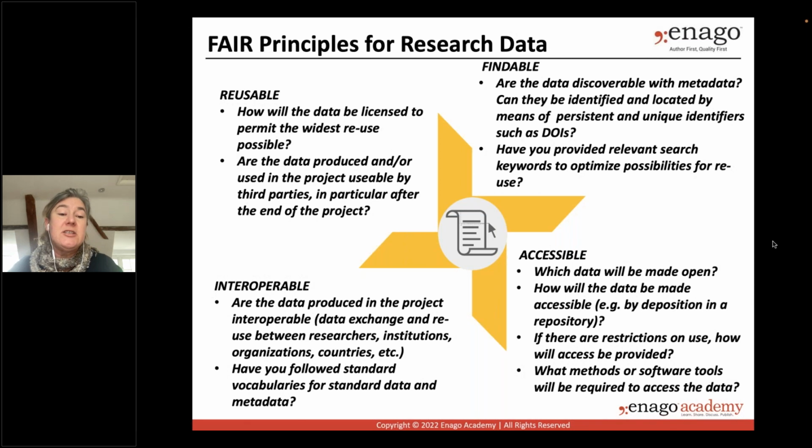Can the data exchange be conducted between subjects, between countries, other organisations? Are there standard vocabularies, for instance, as well? Are the metadata in good shape? And then the reusability. Again, the licenses. What reuses are there? Is there an end date for reuse as well?